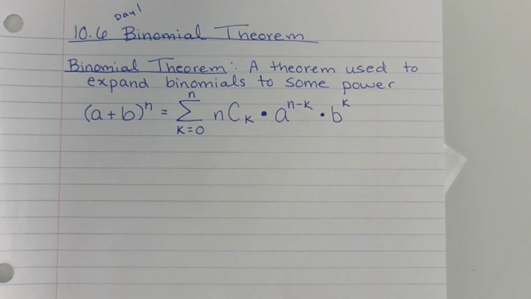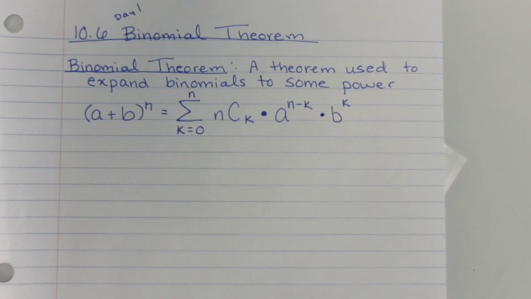Series means I'm doing what to a bunch of things? I'm adding them all together. I'm going to add together a bunch of terms. What's this? Combinations. N combinations of k. Now, n is a set number, but in a series, k is the variable that changes. It's going to start at 0 and get bigger and bigger until it reaches whatever n is. So I'm going to have n combinations of 0, followed by n combinations of 1, followed by n combinations of 2, followed by n combinations of 3, and I'm going to keep going until I get to n combinations of n.